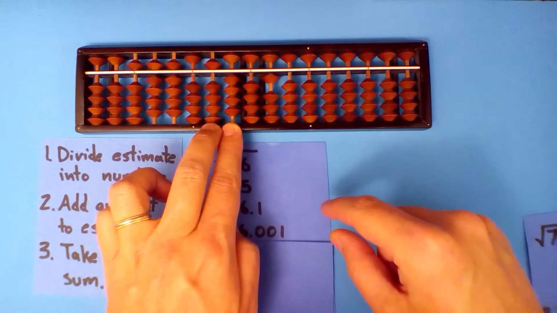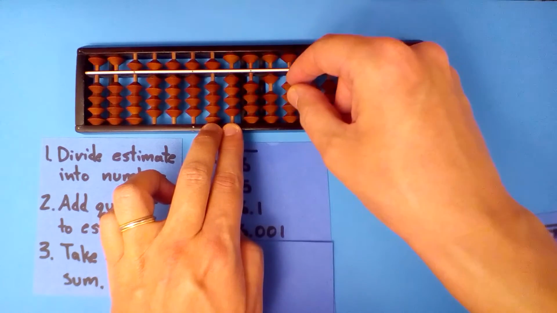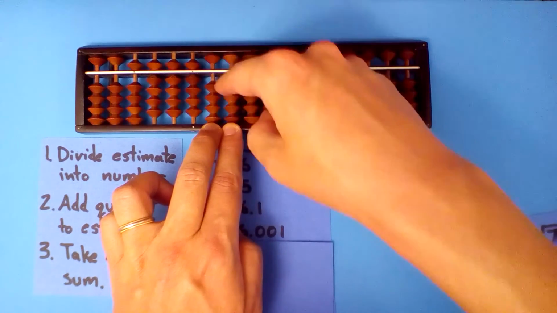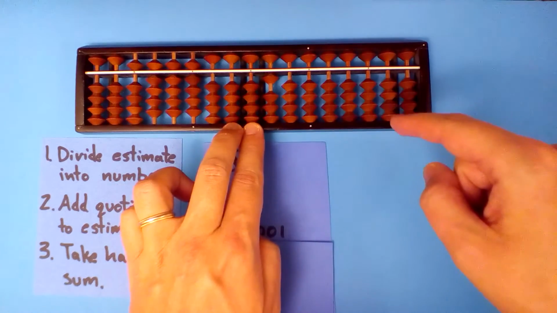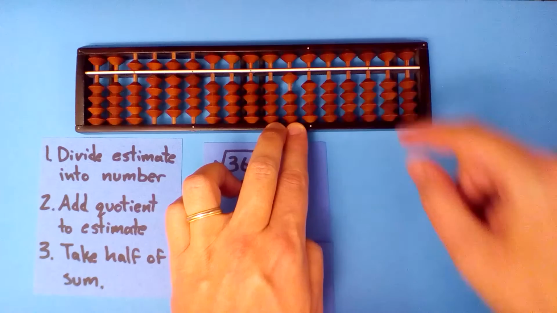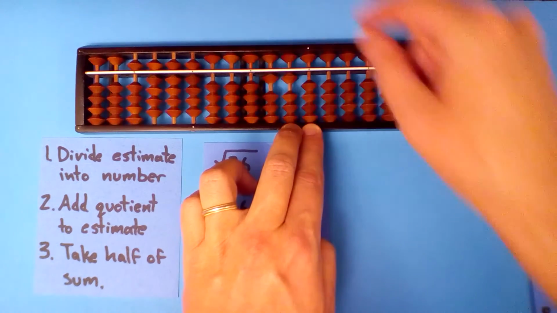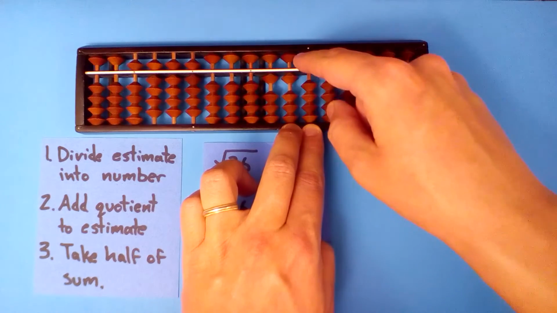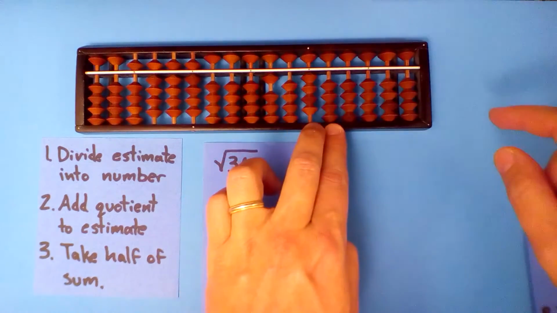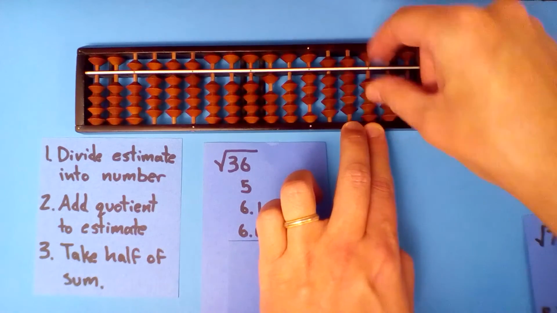6 into 54, 9 times. 9 times 6, 54. 9 times 0, 9 times 0 again. And 9 times 1 is 9. And 6 goes into 10 once. 1 times 6 is 6, 0, 0 again, and 1 times 1 is 1.